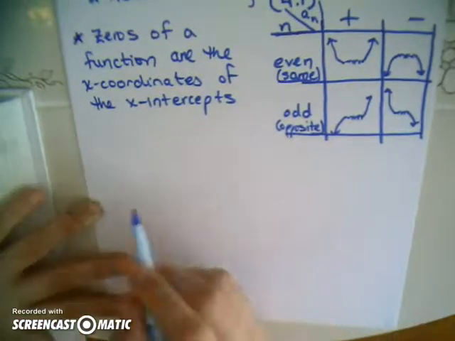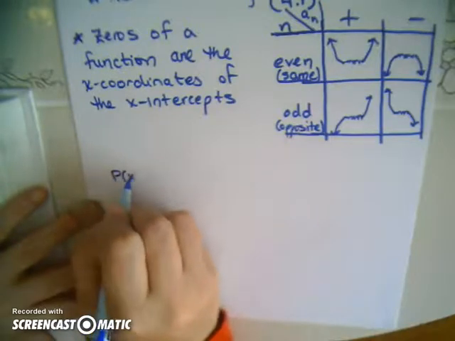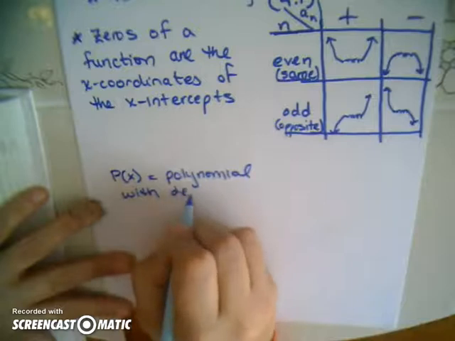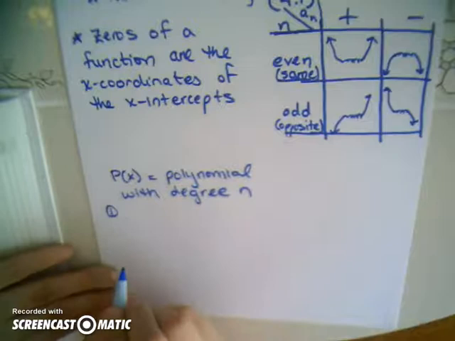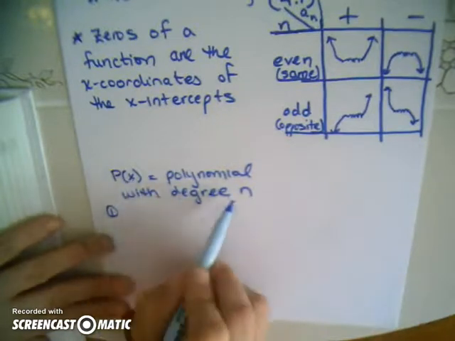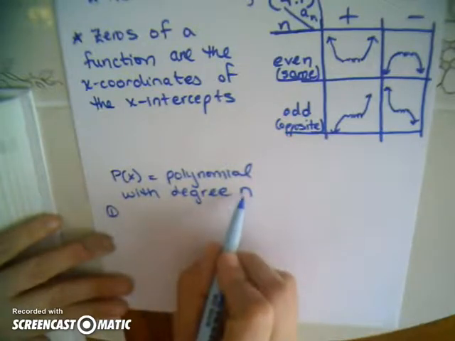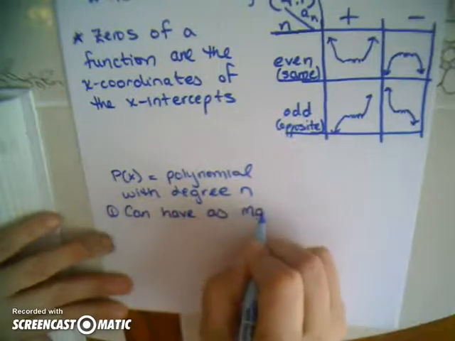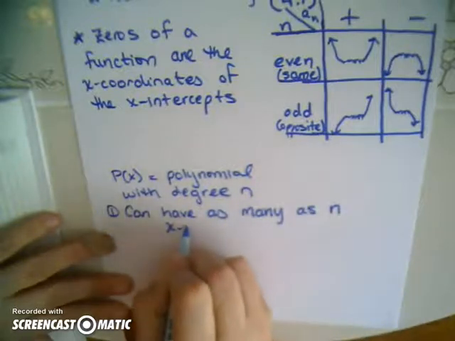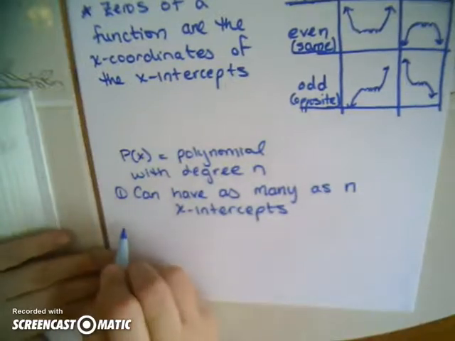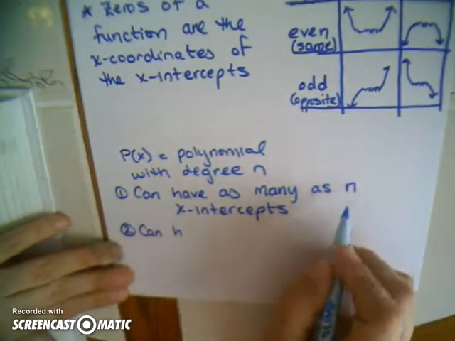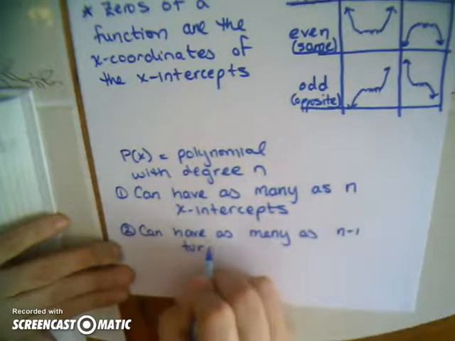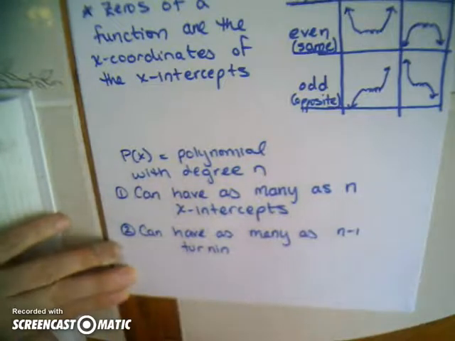So a pattern that we might see here with these polynomials is for some polynomial p of x, and it has degree n, there are some things that we may see. A degree n polynomial can have as many as n x-intercepts. It doesn't have to have that many, but it can have that many. And also, it can have as many as n minus 1 turning points. And that's how many times this graph changes direction, changes from increasing to decreasing, or decreasing to increasing.